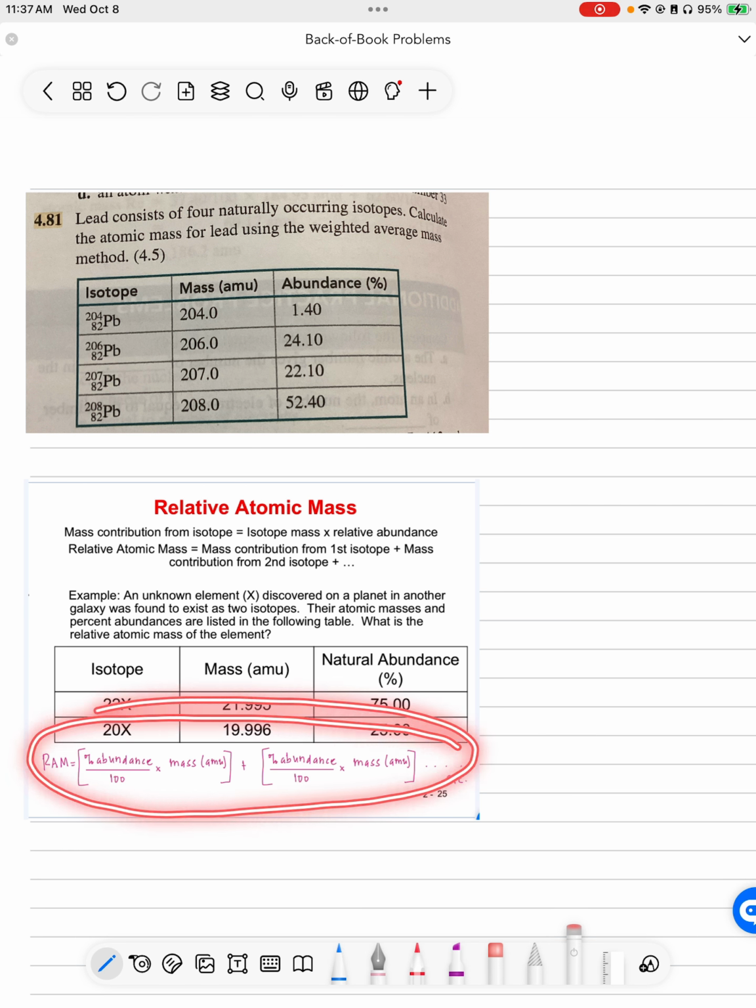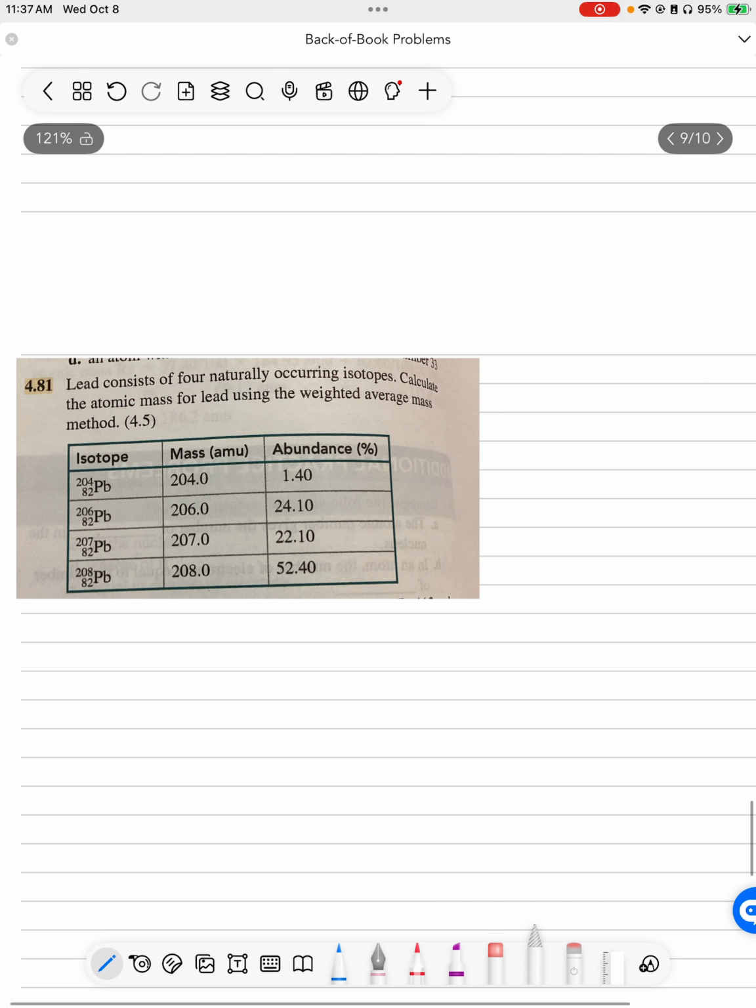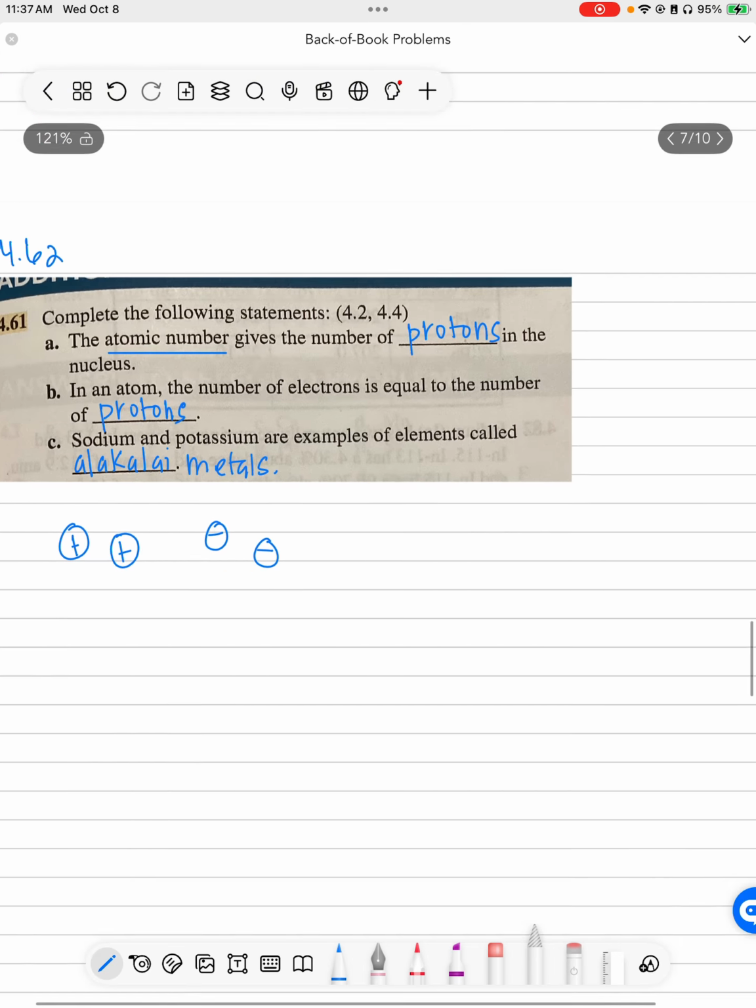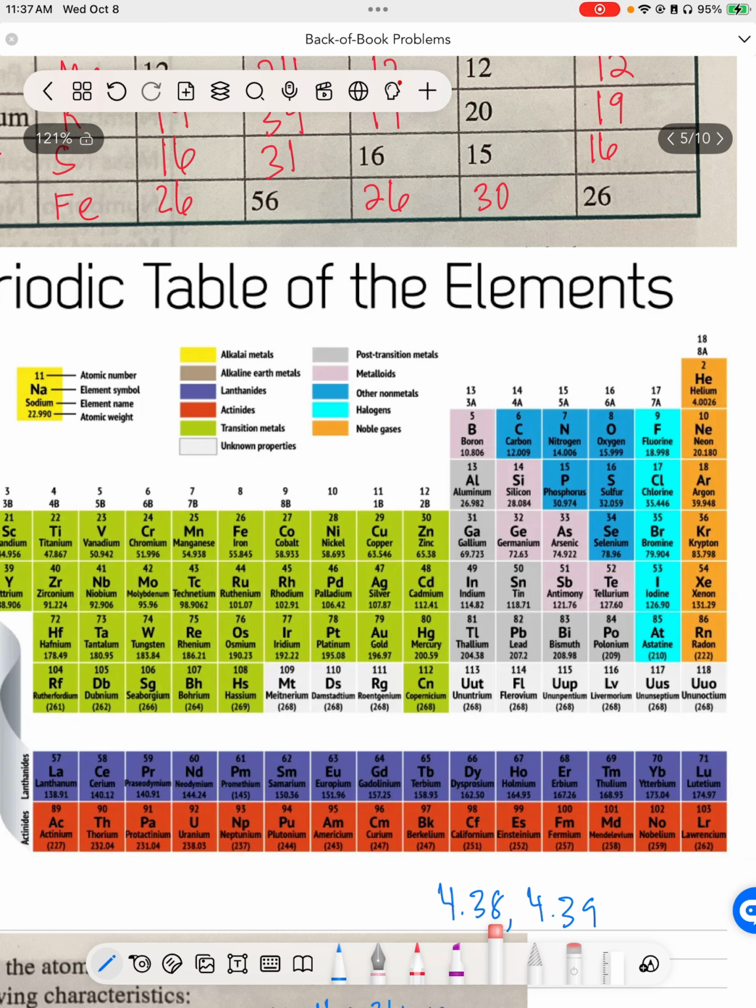This is the equation that we want to use to figure out what the relative atomic mass is for that element. So let's delete this to give us some more room. Okay, so remember that an element that we see on the periodic table, its mass is an average of all of the different isotopes that exist for that element. So for example, we talked about carbon in class, and we know that carbon has 6 protons and it has a mass of 12.